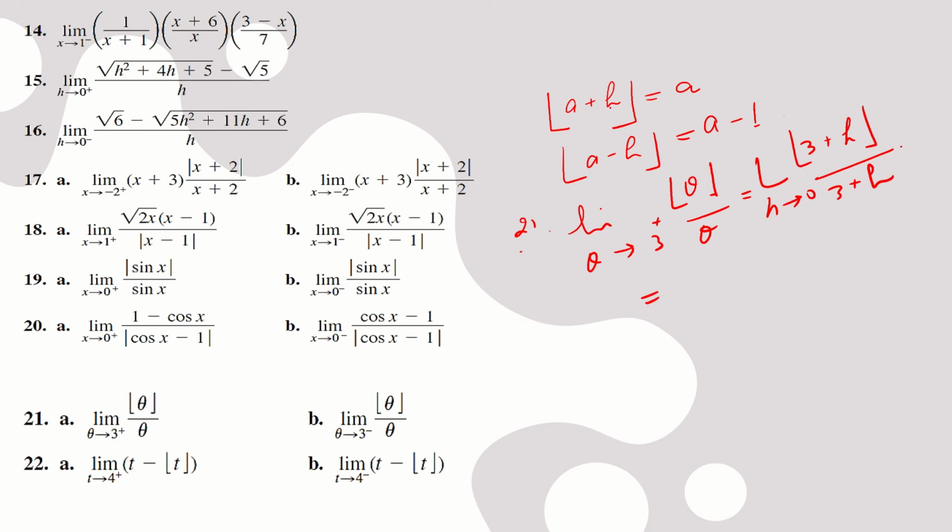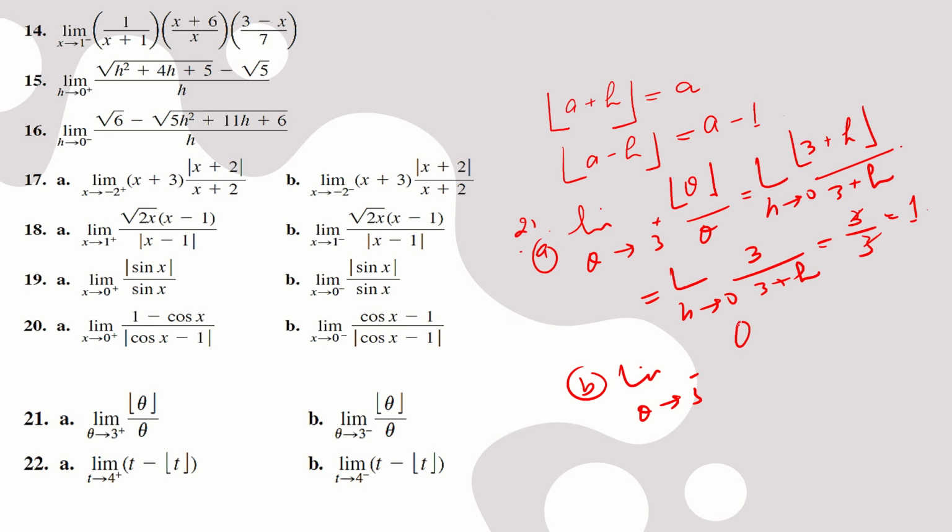Now as I wrote above, this will become what? Limit h goes to 0, this will become 3 in the numerator, and 3 plus h in the denominator. Then applying the limit h goes to 0, it gives you 3 divided by 3, that is equal to 1. So the right hand limit is equal to 1 in part A. Whereas in part B, if you want to find the limit as theta goes to 3 from the left side of greatest integer theta divided by theta, we just replace the limit with h goes to 0, and this will become the greatest integer of 3 minus h divided by 3 minus h.